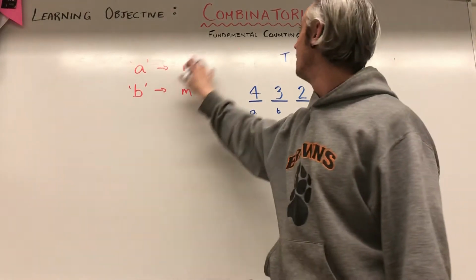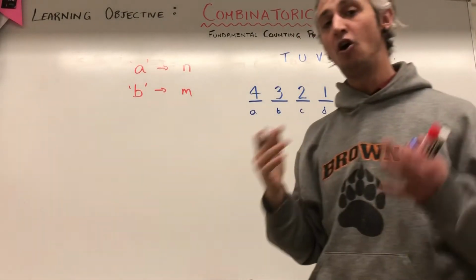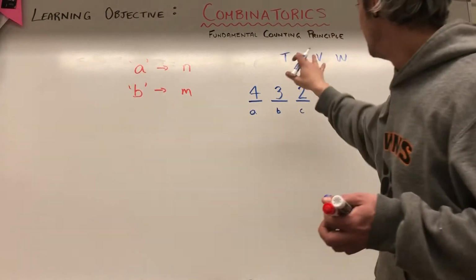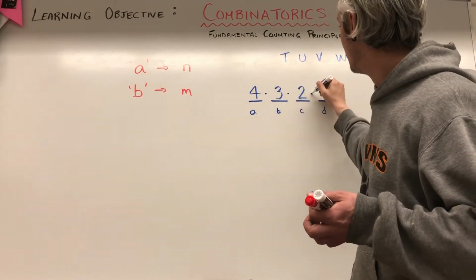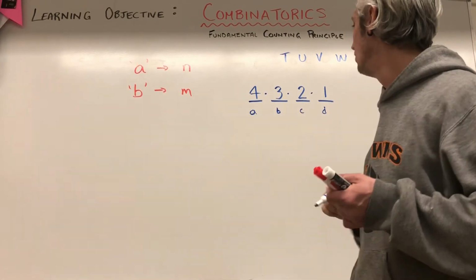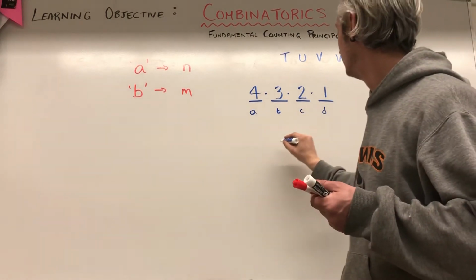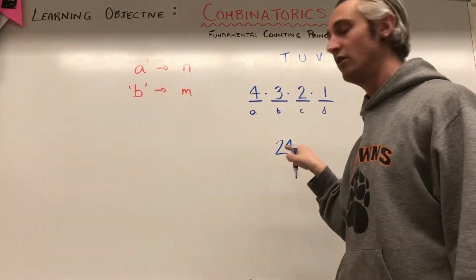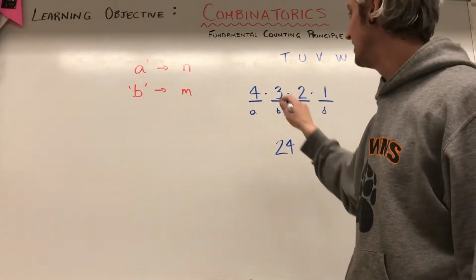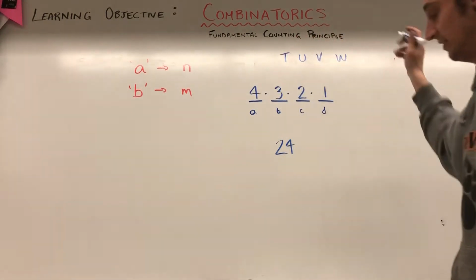Based on the fundamental counting principle, to figure out the total number of ways I can do this task, I multiply these together. 4 times 3 is 12, times 2 is 24, times 1 is 24. I can arrange the letters T, U, V, W in 24 different unique ways, and I got that from the fundamental counting principle.